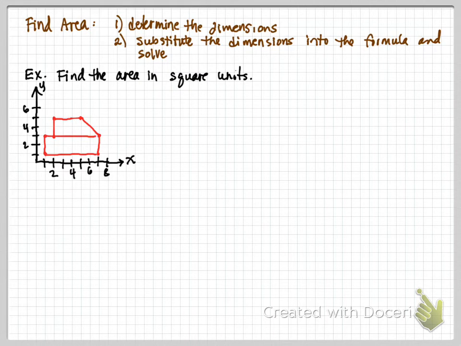Okay, so what I've got here is a weird shape. There's no name for the overall shape that I have. So what I'm going to do is break it into 2 separate shapes and figure out the area of each of the shapes and then combine it all together. So first thing I have is a trapezoid.